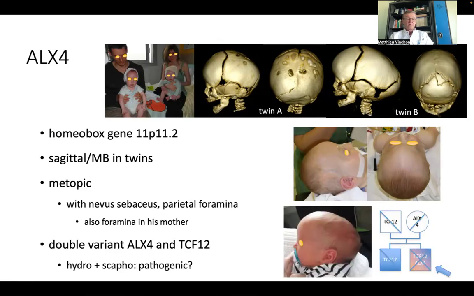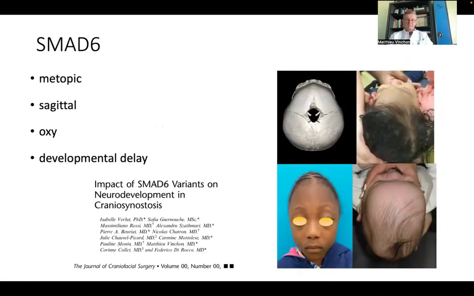And this is a patient who had a double variant, ALX4 and TCF12, and he has both a scaphocephaly and a hydrocephalus, while his brother, who had only the TCF12 variant, had hydrocephalus. So we have to think about such cases where we have variants which are identified. We don't know if they are pathogenic. We don't know if one variant can become pathogenic with a modulating other variant. So as you can see, there is much room for research.